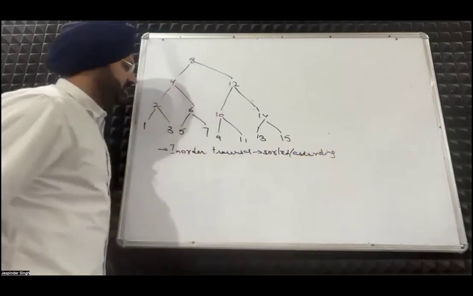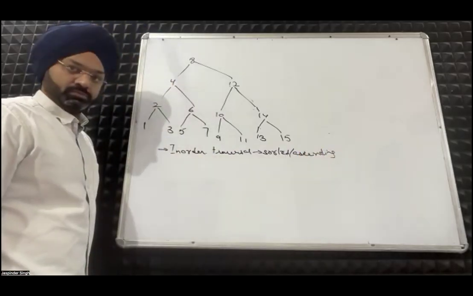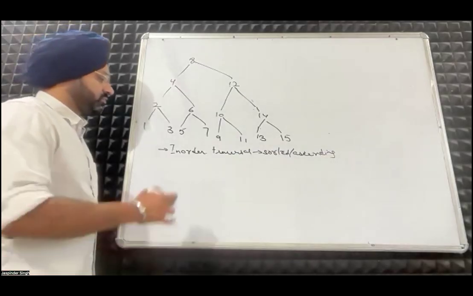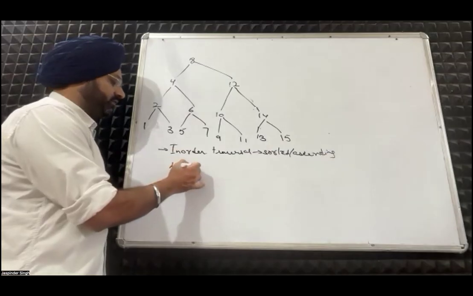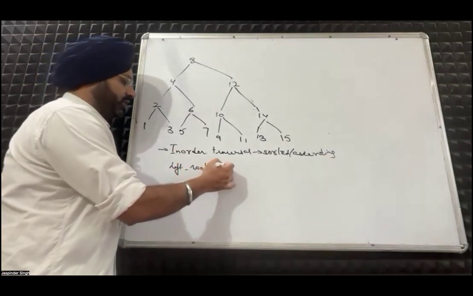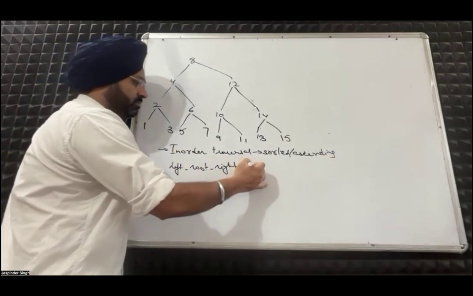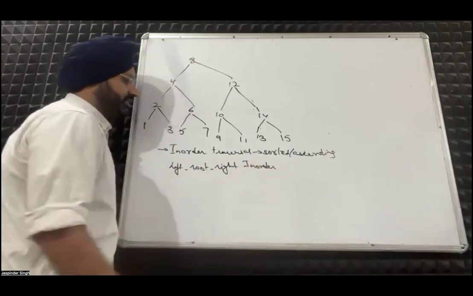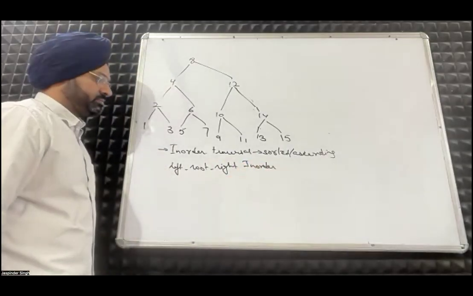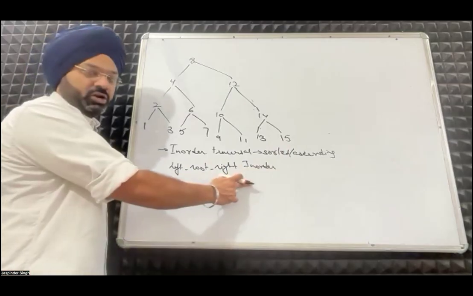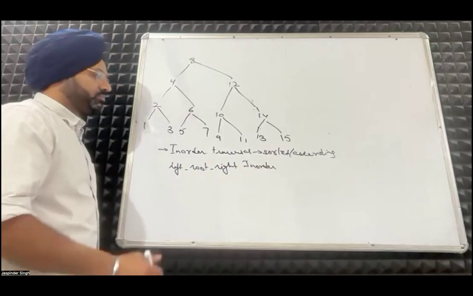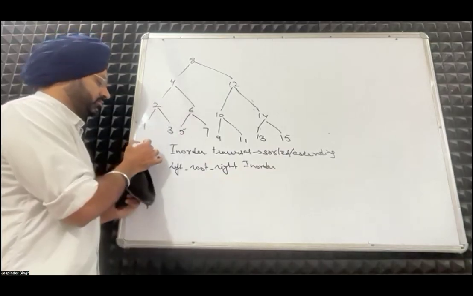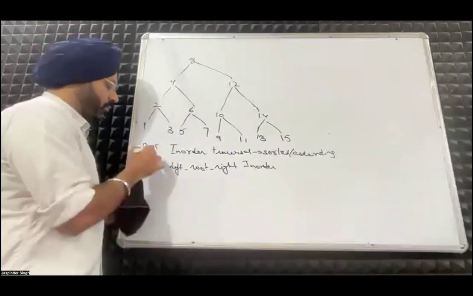What is in-order traversal? Left subtree, root, and then right subtree. Left, root, and right is in-order traversal. Is there any other traversal in trees? In-order traversal is not only in BSTs, it's in all trees. Preorder, postorder traversal.